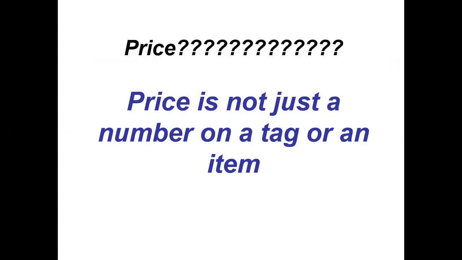Generally, whenever we buy any product, we see there is a certain tag attached to the product on which certain numbers are written. So generally we consider that price is the number that is written on that tag or on that item. But price is not only just the number on a tag or an item; price is something beyond these numbers. So in order to understand what exactly the price is, we have to consider three perspectives.